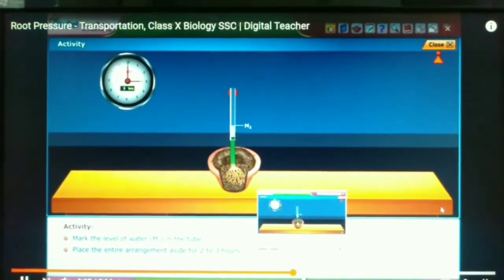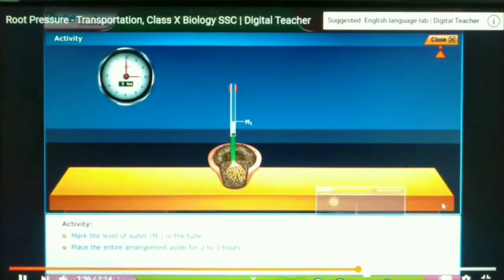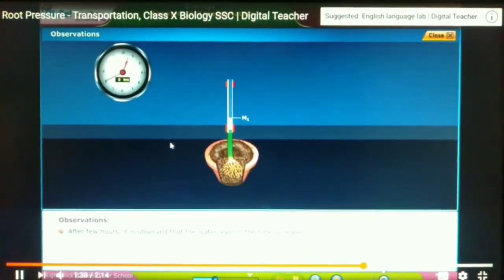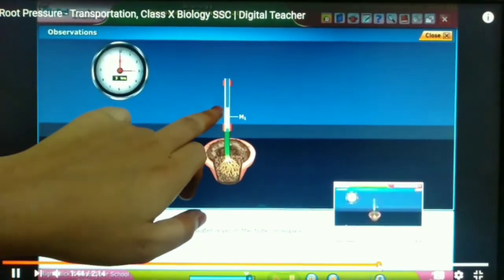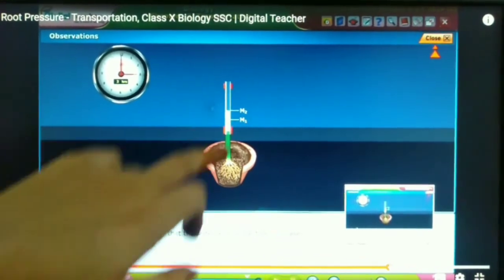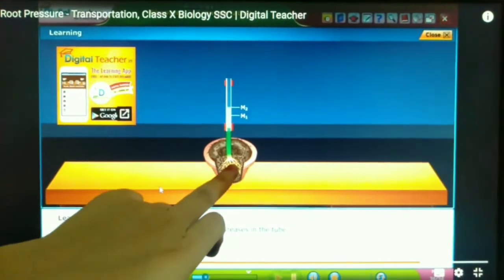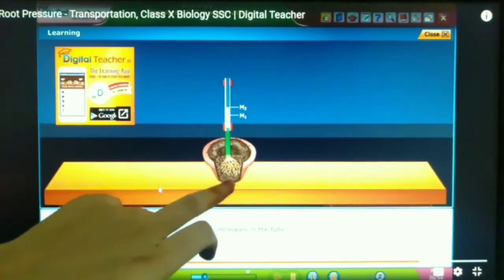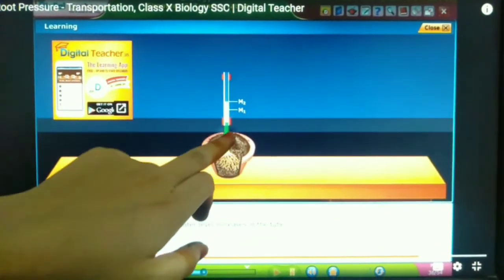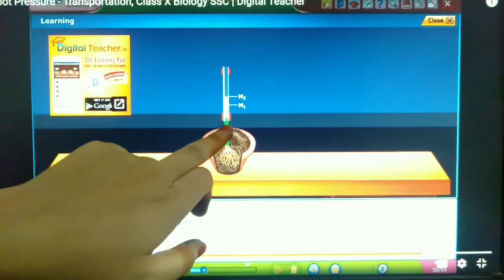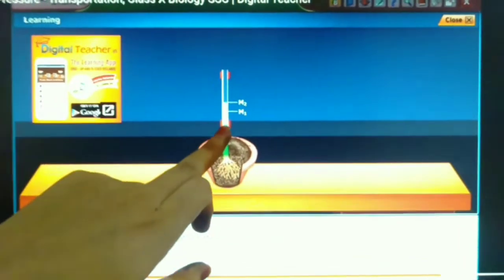After 2 to 3 hours, the water level will have increased from the M1 level to the M2 level. So why is this happening? Because root hairs will absorb water and send it to the roots, then the roots will send it to the xylem tissue, and the xylem bundles give water to the top of the plant.